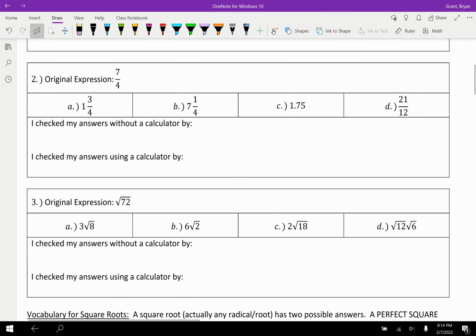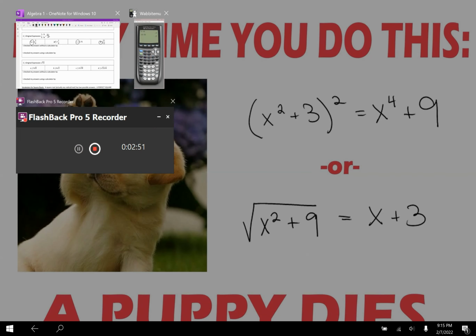Well, what if you moved into 2? Well, 2 has a couple tricky things on here as well. 7/4 is the same as 1 3/4. It is not the same as 7 1/4. It is the same as 1.75, and it is not the same as 21 over 12. Or is it the same? I'm not sure. And so if you're not sure, you have a couple options. Multiplying by 3 would tell you, oh wait, it is the same as 21 over 12. It's a weird way to represent that. But the other way, of course, is using a calculator.